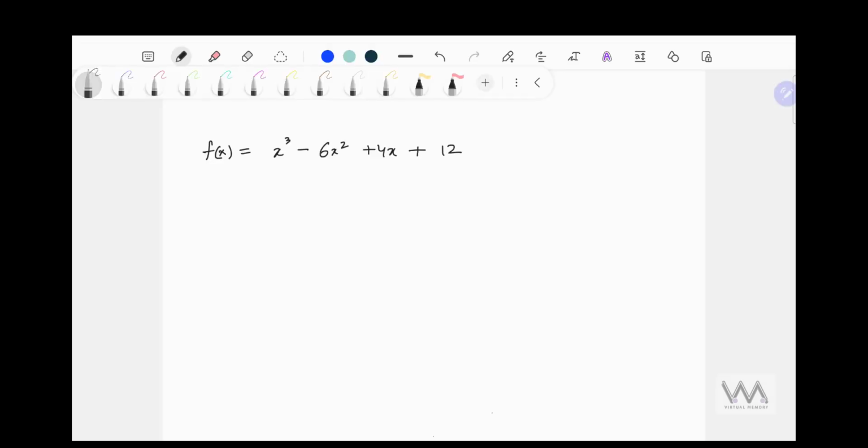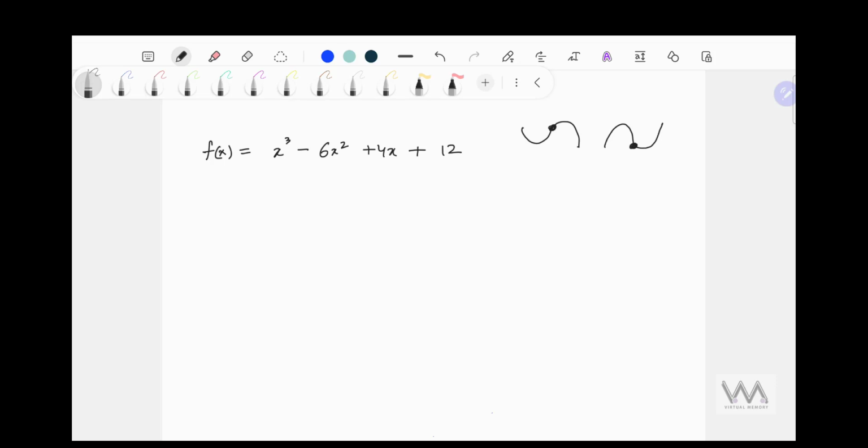Let's talk about inflection points. So what is an inflection point? If you have a curve that goes from concave up to concave down, this is an inflection point. If you have concave down to concave up, this is also an inflection point.